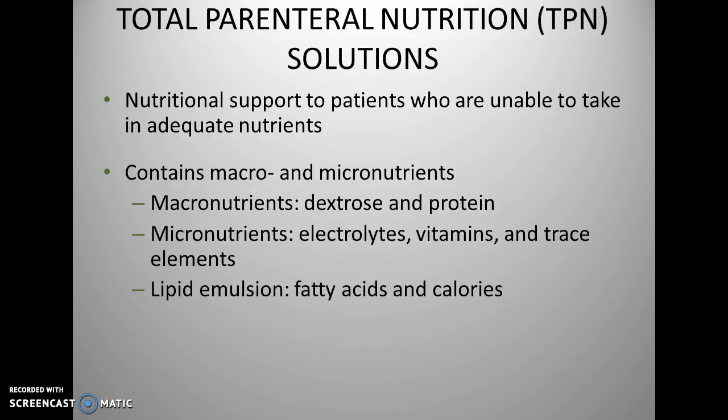It contains macro and micronutrients such as dextrose and proteins. These are macronutrients because they're very large. And then we talked about electrolytes: sodium chloride, potassium chloride, magnesium sulfate. These are very small molecules. They have vitamins and trace elements, for example iron. And then they have a lipid emulsion, such as fatty acids and other calories. Again, these are very important. These admixtures are composed of dextrose, fat, protein, electrolytes, vitamins, and trace elements.